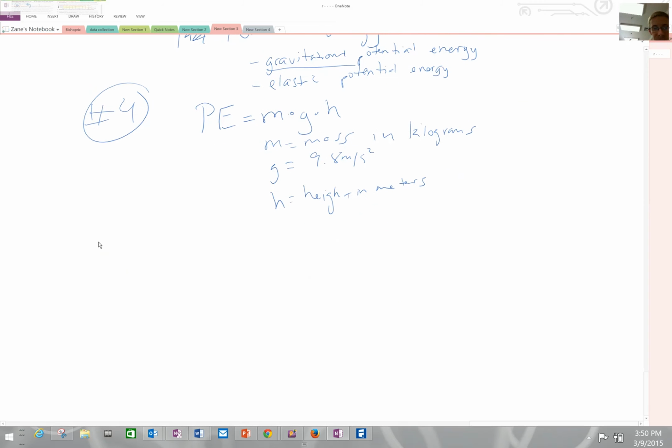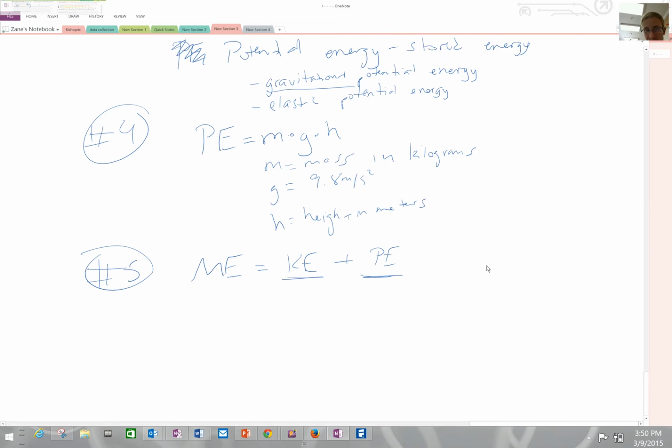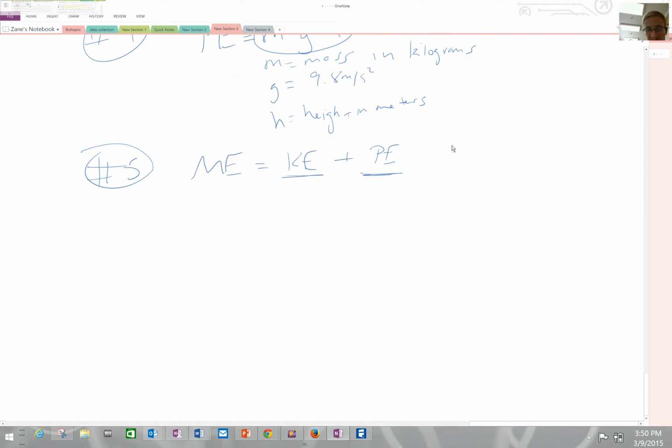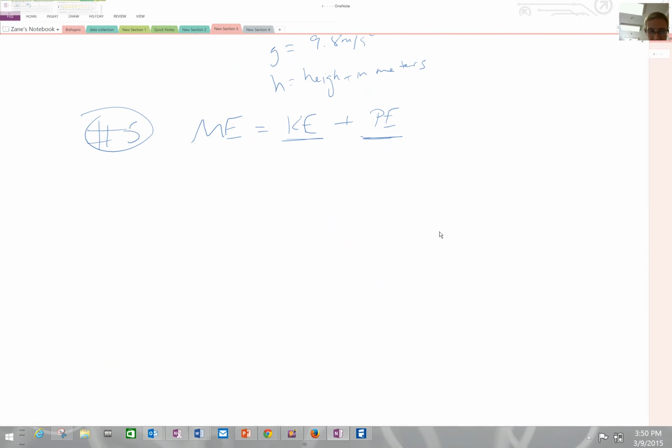So let's jump right into your fifth equation. Mechanical energy is basically kinetic energy plus potential energy. That's the total mechanical energy of an object. Cool. Realize you can expand these equations into these forms if you wanted to, but for all intents and purposes we're just going to say ME is equal to KE plus PE. That brings us to lesson 3.